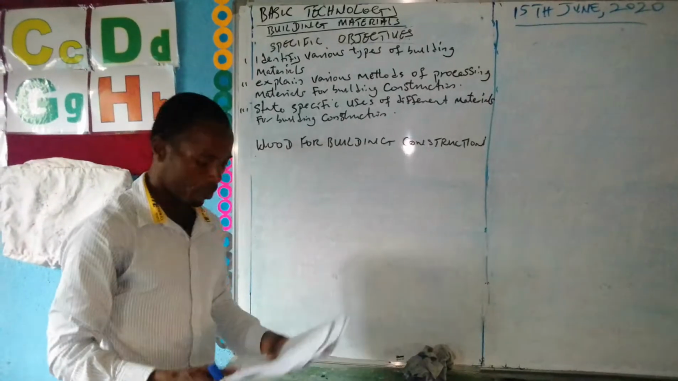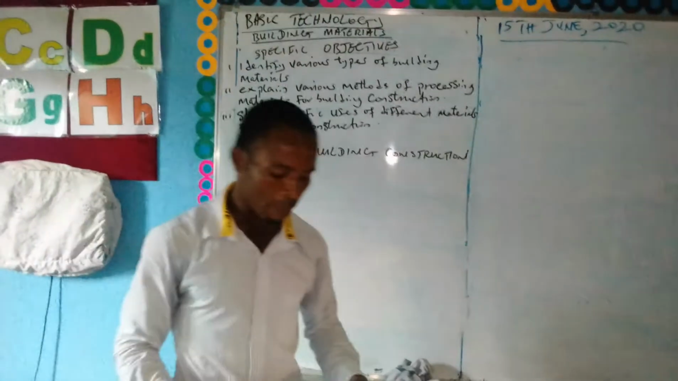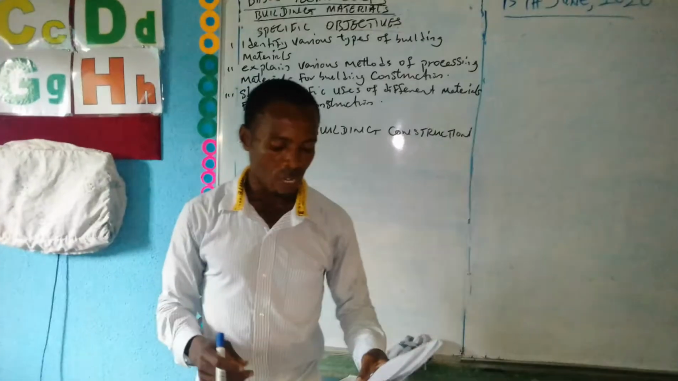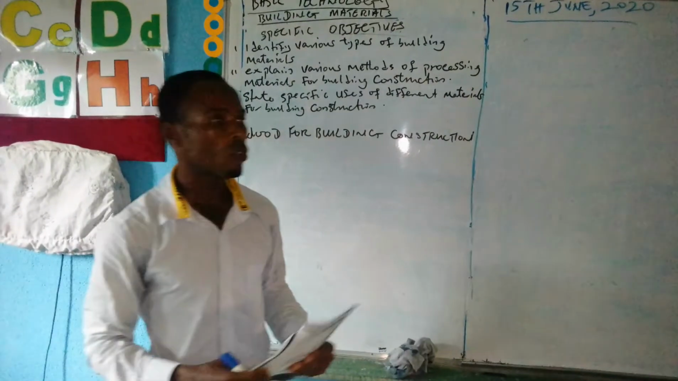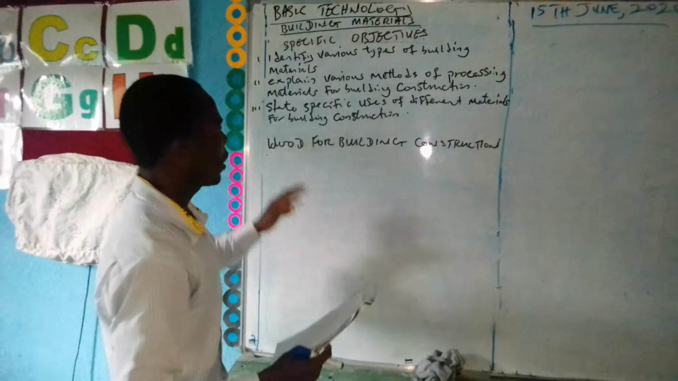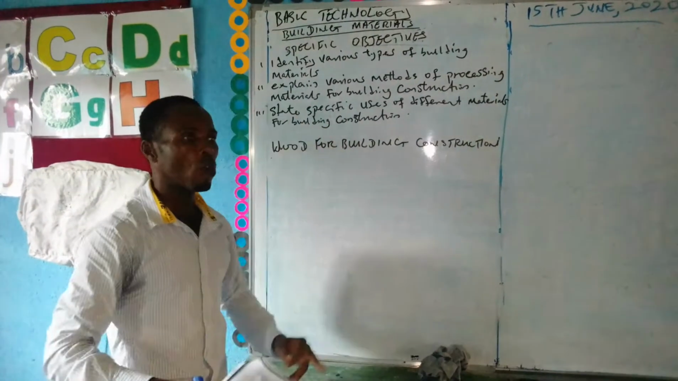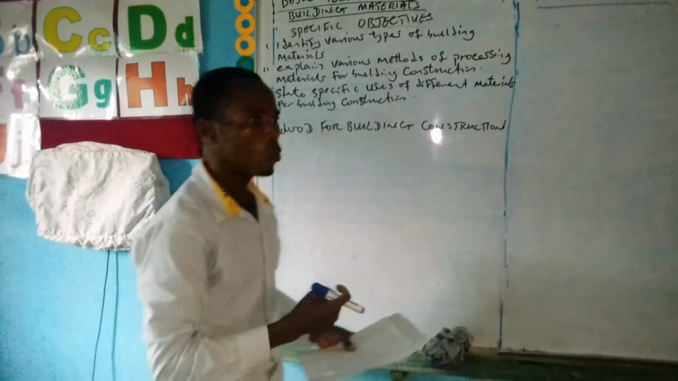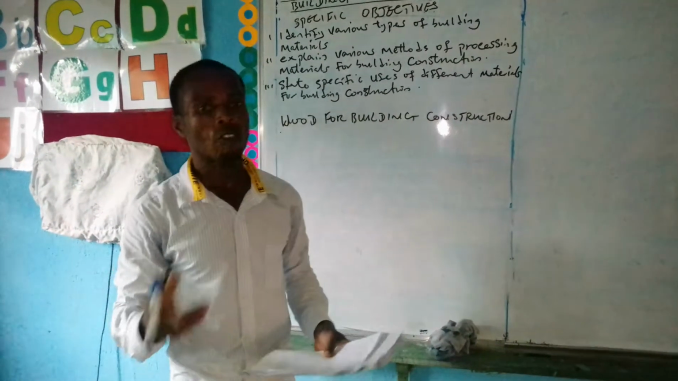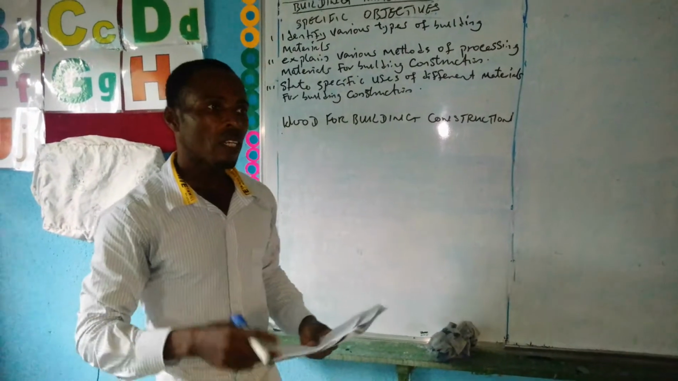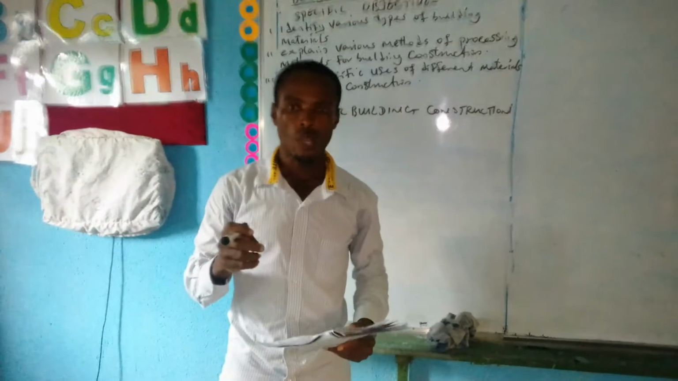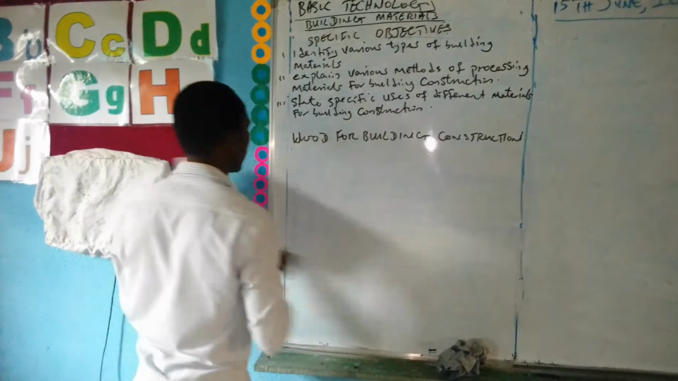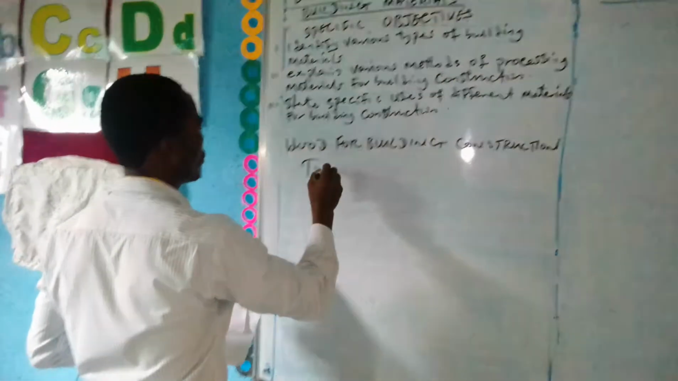Yes, we have wood. Wood is a hard material obtained from trees. Trees with a trunk are useful in building construction. We obtain our wood from the trunk or stem of a tree, which we use to make wood for building construction. There are two types of wood.